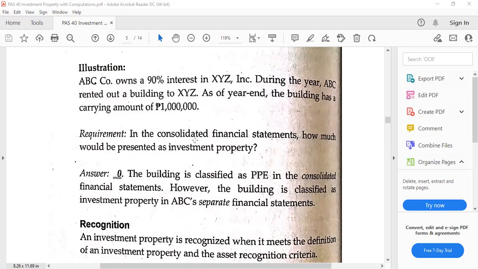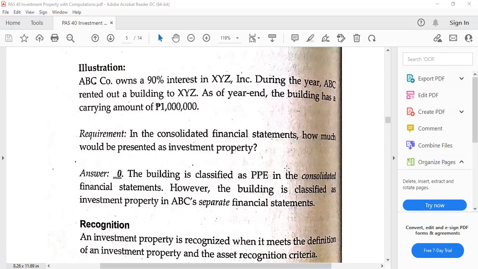ABC Company owns 90% interest in XYZ Incorporated. So ABC Company is the parent, while XYZ is the subsidiary. And then ABC, the parent, rented out, meaning the lessor, to XYZ, the subsidiary, also the lessee. The current amount of the building is 1 million pesos. IP becomes 0 on the consolidated financial statements. But on the parent's financial statements, again, the 1 million pesos will be classified as investment property.